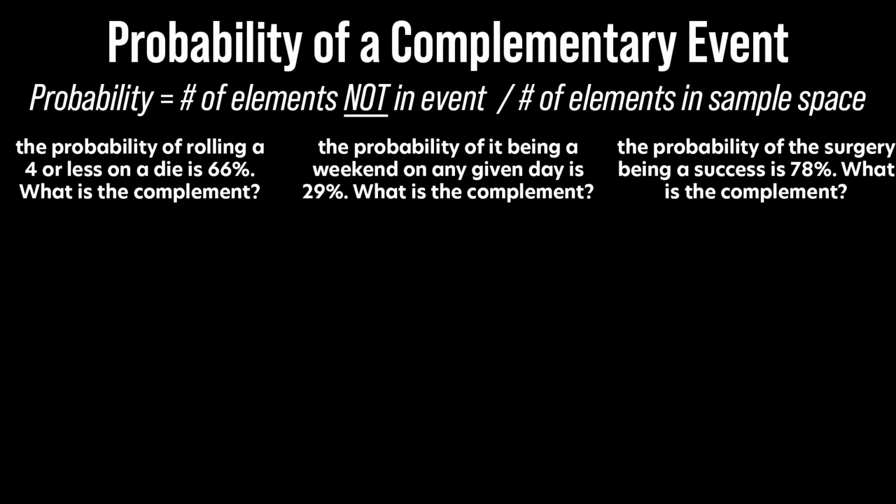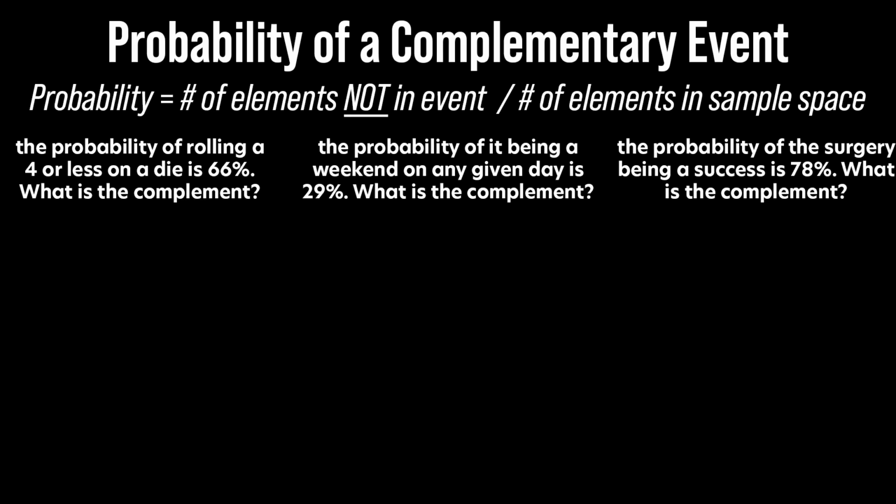Today, we're going to learn about probability of a complementary event. Probability is equal to the number of elements not in the event divided by the number of elements in the sample space. The way I set up these practice problems is that it's very easy to understand how to solve them, because at the end of each problem, I have the question, what is the complement? So the complement is basically just the opposite of finding the probability of an event. It's the probability that it won't happen.